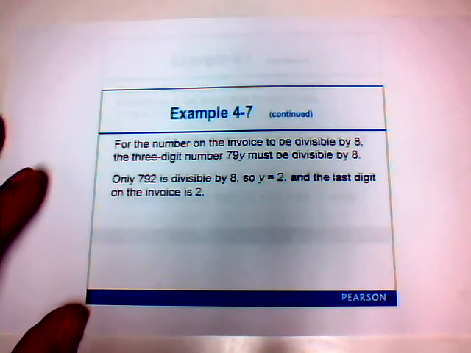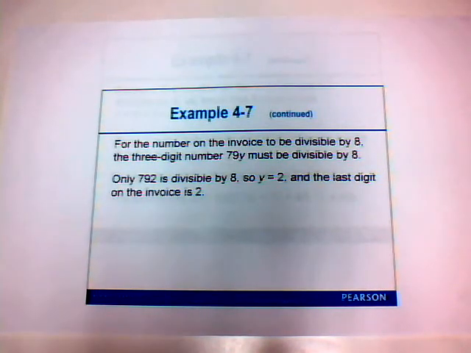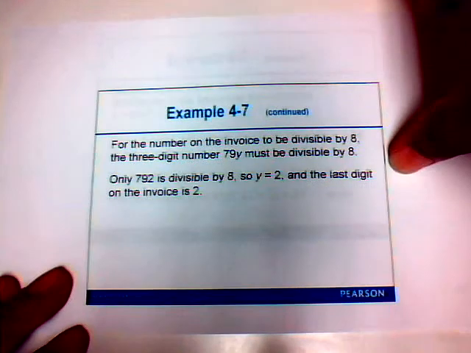So for the number on the invoice to be divisible by 8, the 3-digit number 79Y must also be divisible by 8. Okay? And there's only one number that's divisible by 8. In this case, that would be 792. Divide 792 by 8, you'll get 99. So the Y must be equal to 2. That means the last digit has to be a 2.